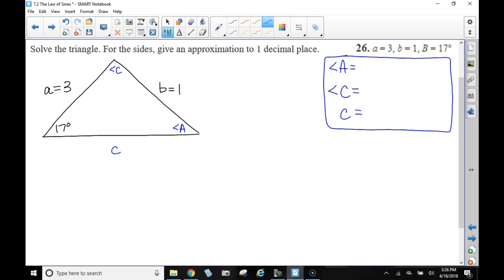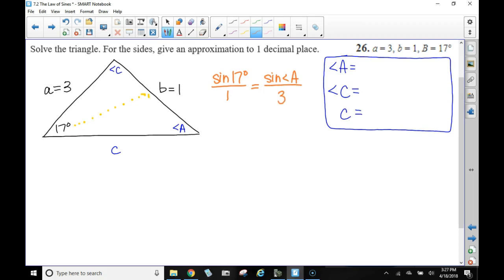All right, so what we're going to need to do is set up the law of sines. I'm going to say that we've got this pair here with the angle B with side B. Okay, and so I'm going to set up my law of sines to say the sine of 17 degrees is to side B, which is 1, as the sine of angle A is to side A, which is 3.